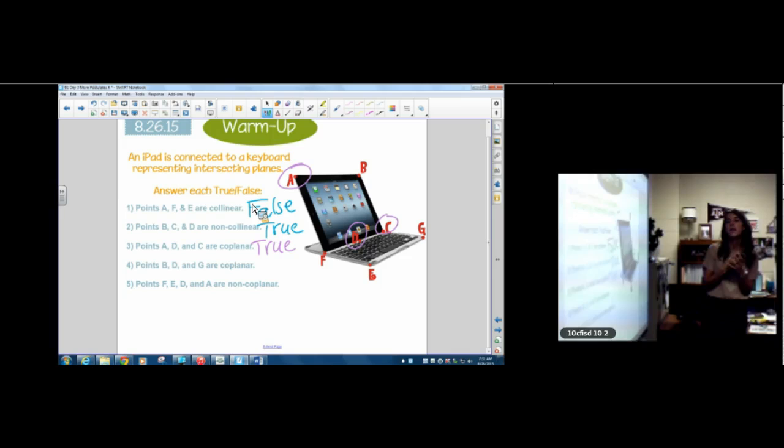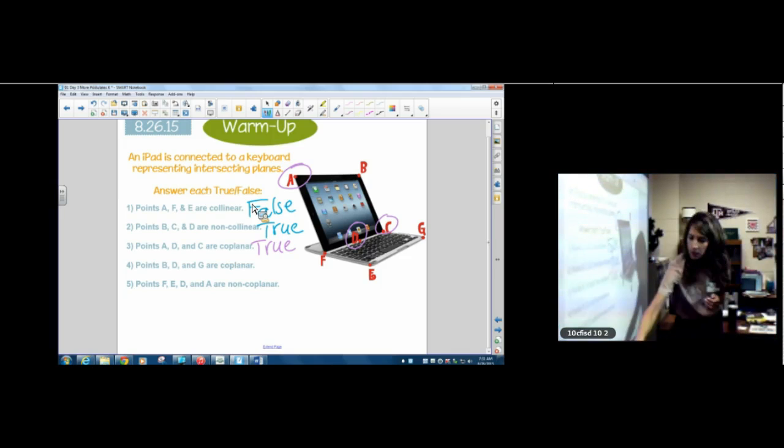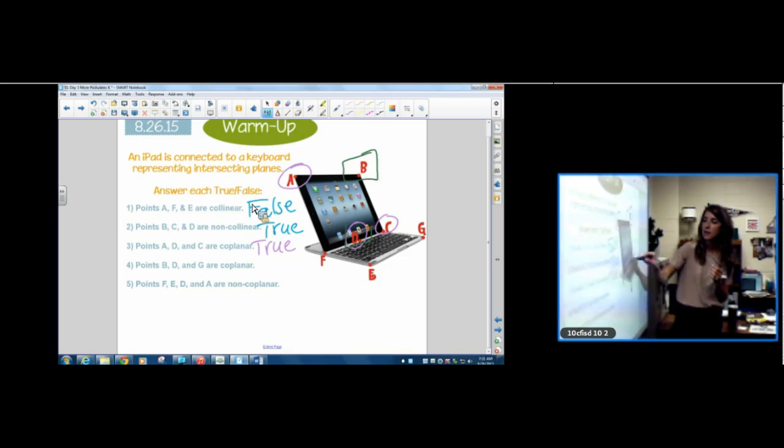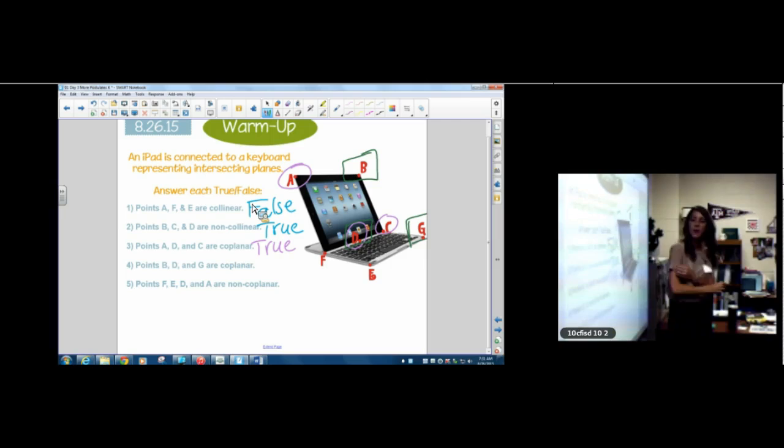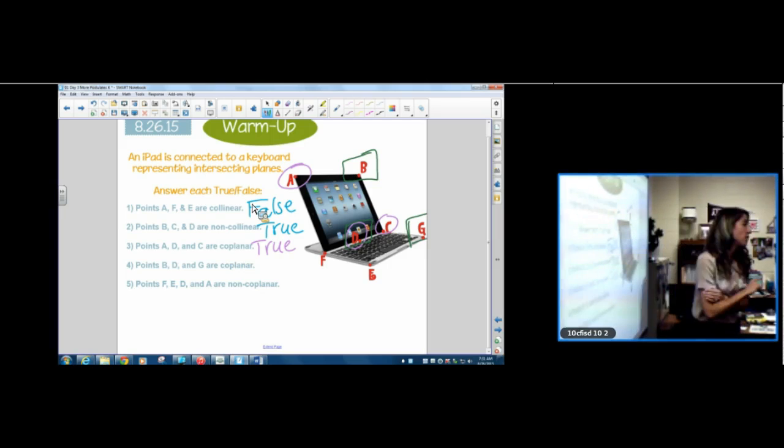Cool. Points B, D, and G are coplanar. So that's right here. B, D, and G. Are those all in the same plane? You might have put false, but the answer is actually true, and we'll talk about why it's true in our lesson today.